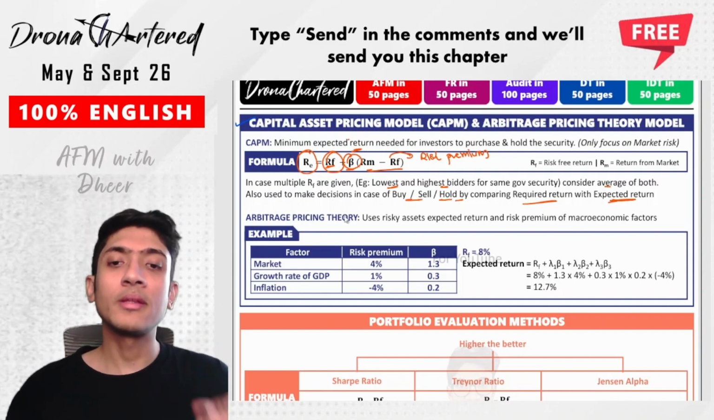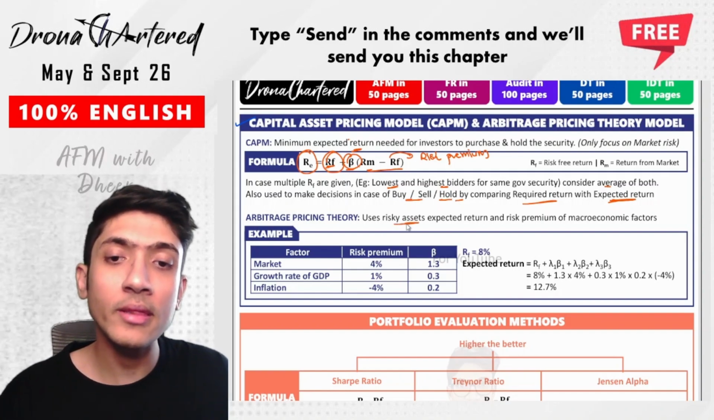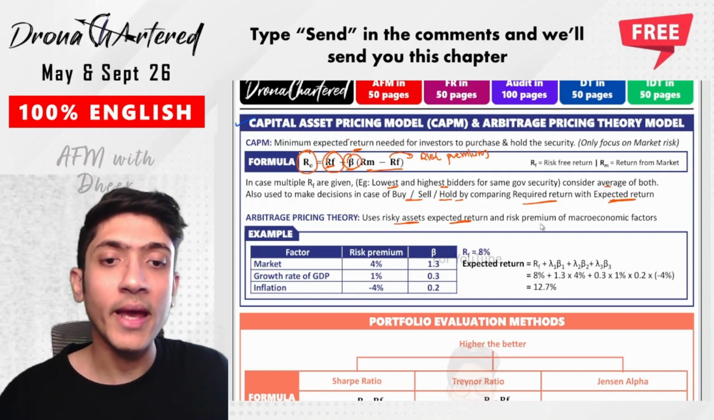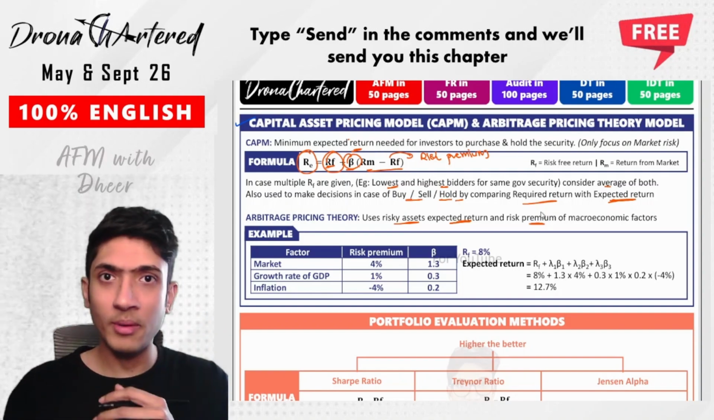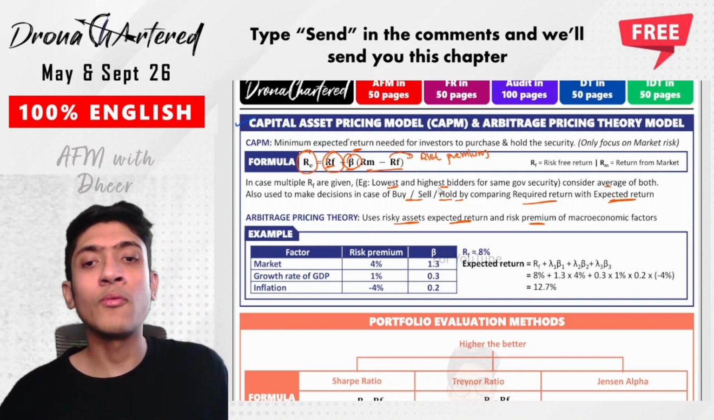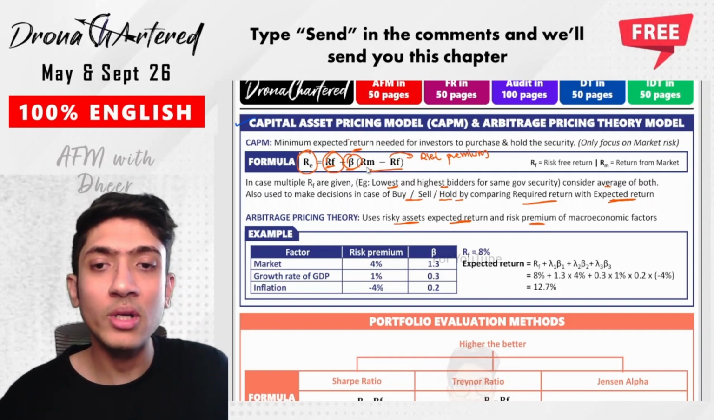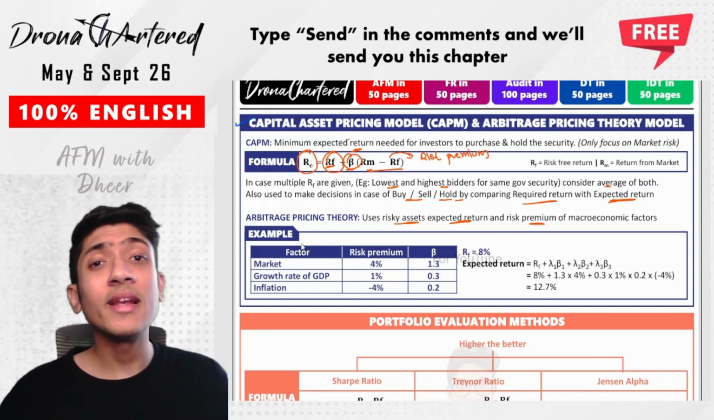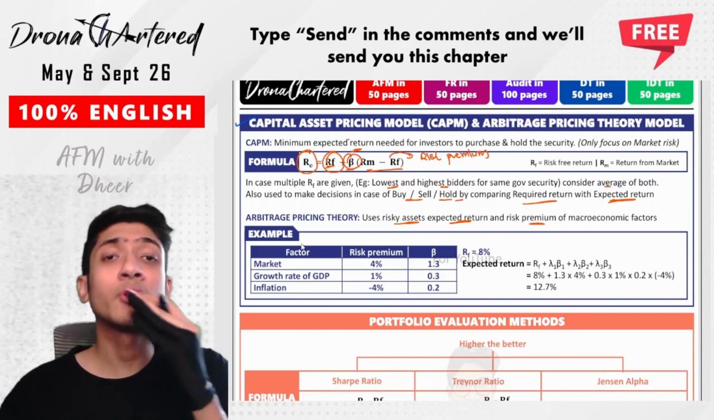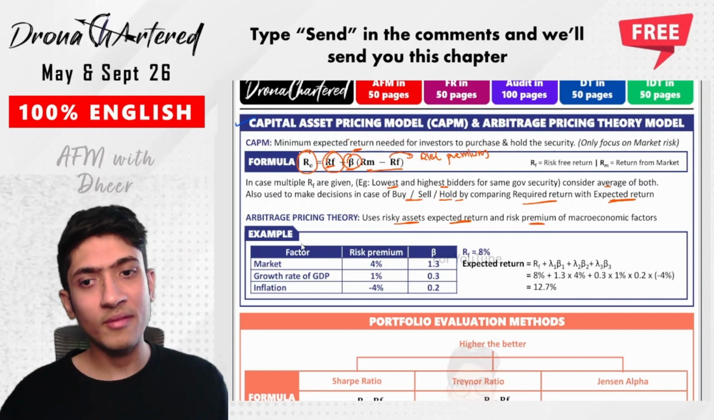Next is your arbitrage pricing theory. The arbitrage pricing theory uses risky assets' expected return and risk premium of macroeconomic factors. It is very similar to the above formula. Just over here, what did we do? We multiplied beta with only one risk premium, that is your RM minus RF. In this case, they're like, sir, why are we only considering one? We should calculate all other macroeconomic factors.